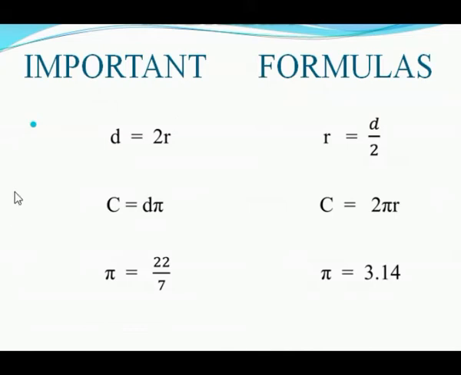D is equal to 2R. Okay, by dividing by 2, we get R is equal to D by 2. Circumference is equal to diameter multiplied by pi. And by putting the value of D from here, I got C is equal to 2 pi R. The value of pi is 22 by 7. And by dividing 22 by 7, I got the approximate value of pi which is equal to 3.14.